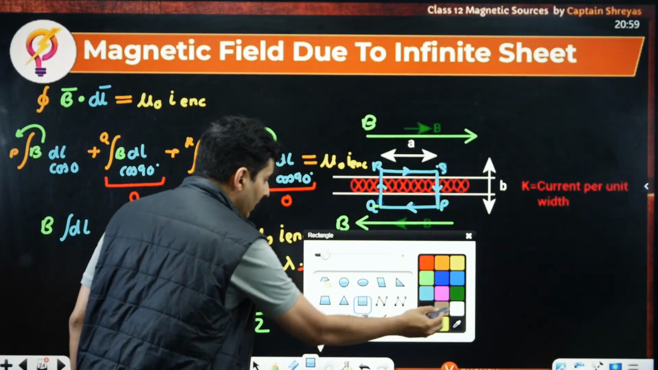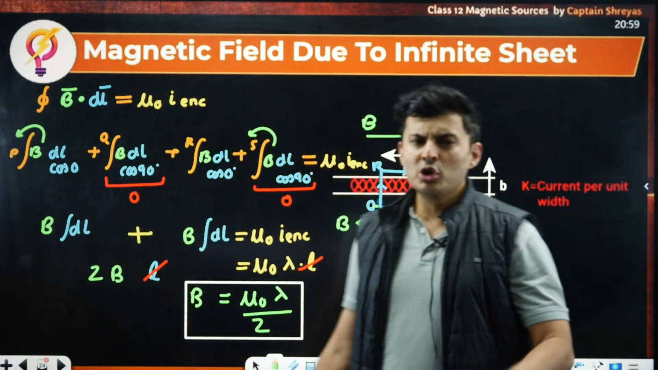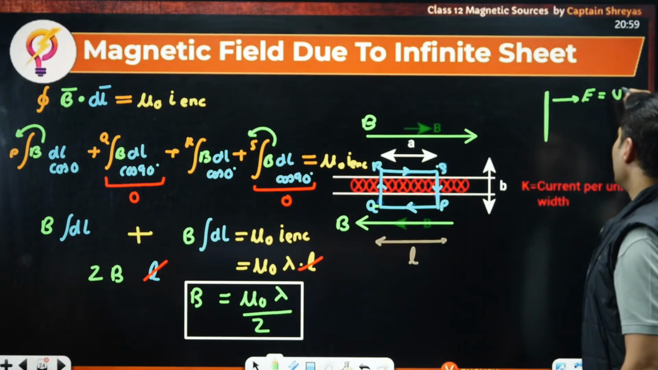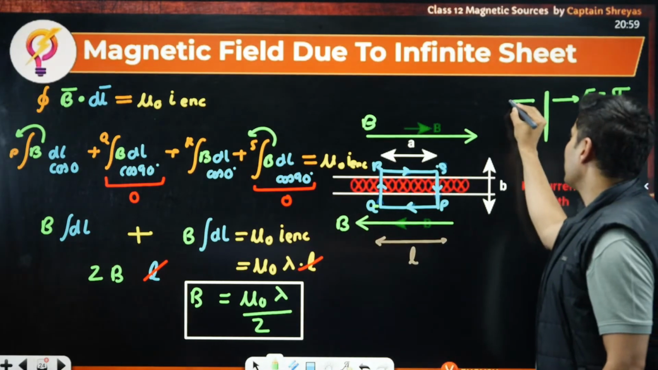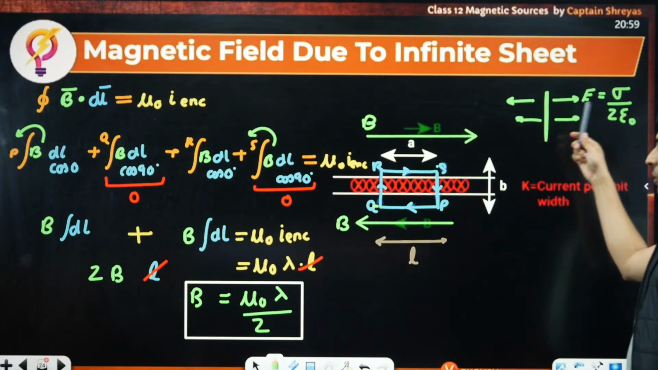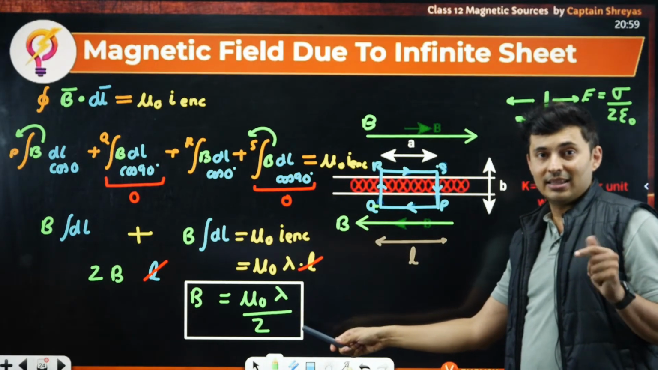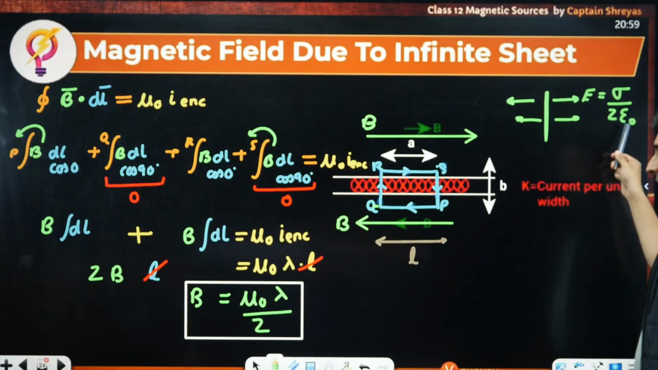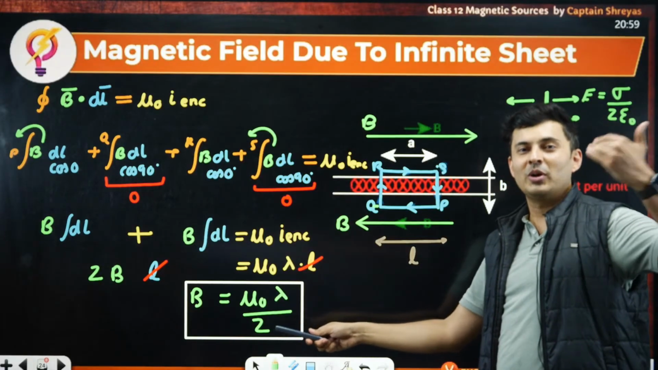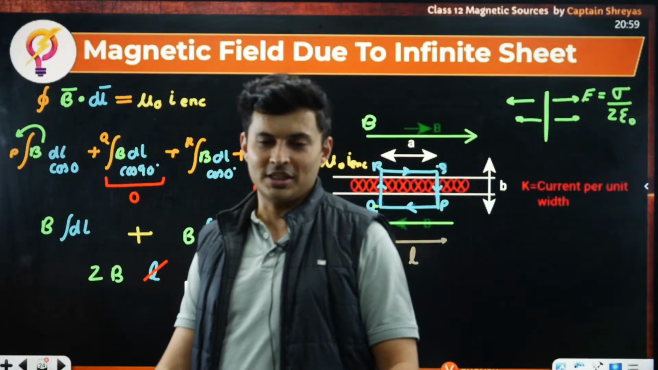Now, sir, can I remember this formula? Of course. Is there an easy way to remember? Of course. Do you remember for a charge sheet in electrostatics, the electric field was sigma by 2 epsilon? So instead of sigma, what has come? Lambda. Instead of charge per unit area, current per unit length has come. Instead of epsilon, mu naught has come, but epsilon was downstairs, so in magnetism it's opposite. So mu naught is upstairs. The half is here also, there is no change.